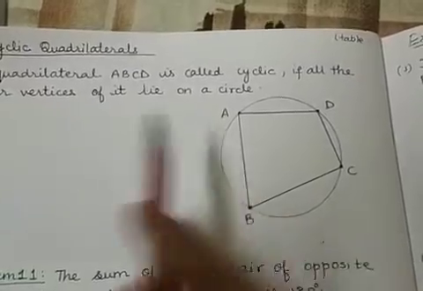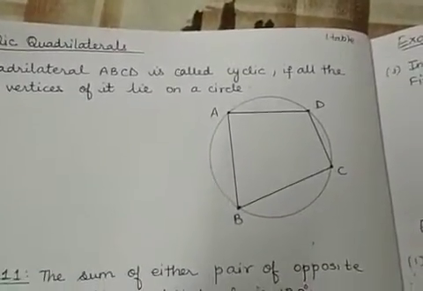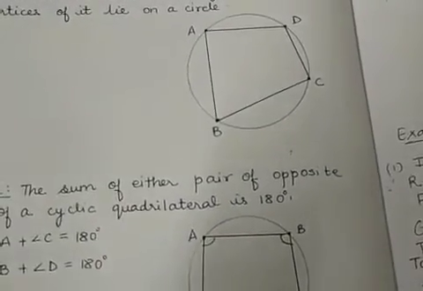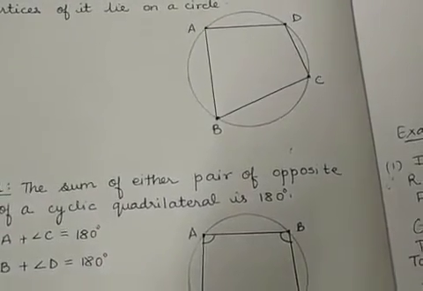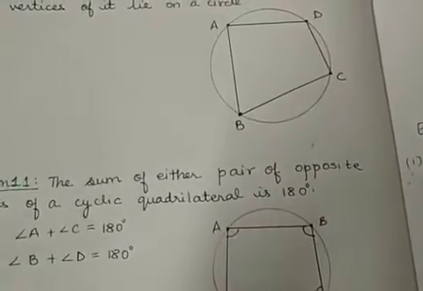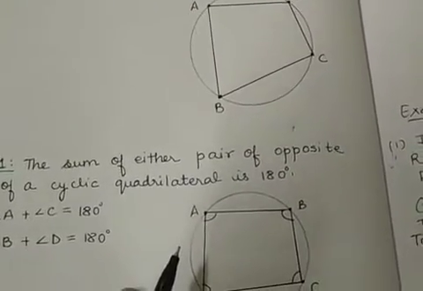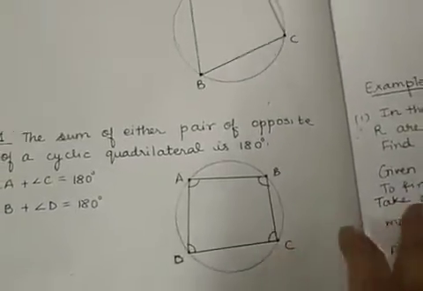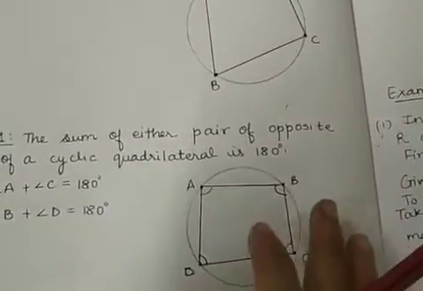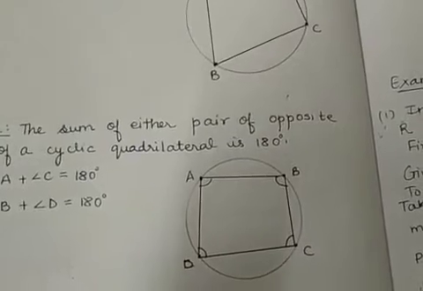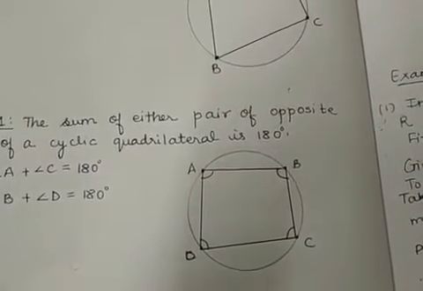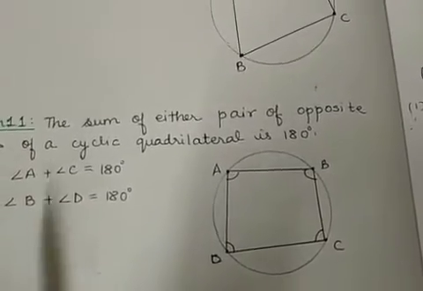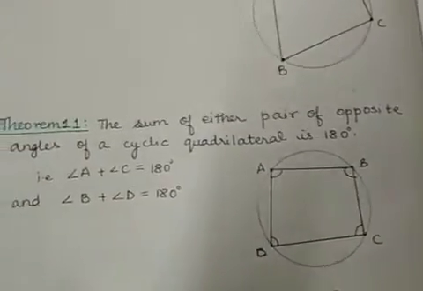Now, based on the cyclic quadrilateral, there are two theorems to be understood. I will give you the statement of the theorems, but I want you to take circles of different radius and plot a cyclic quadrilateral inside it and check whether the theorem holds true for circles of different radius. Now I will tell you the statements of the theorems.